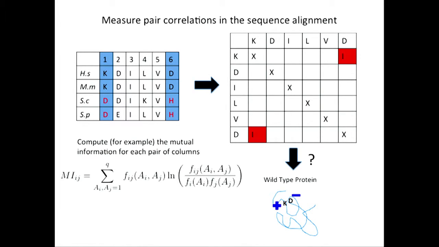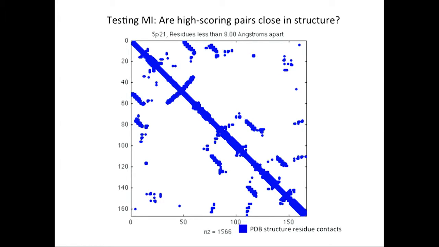We're going to take every single pair of columns, compute something like the mutual information, and build a correlation matrix. Then we're asking, does that tell us anything about the structure or function of the protein? And specifically, are the most correlated residue pairs close in tertiary or 3D protein structure? So let's test that.